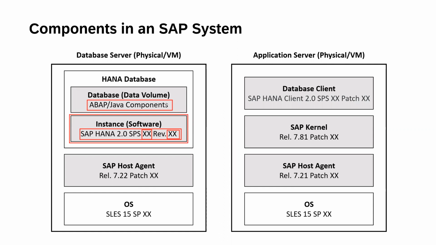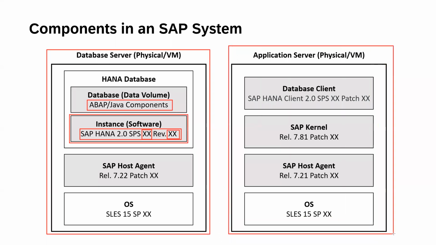Am I clear this far? Okay, so can we move forward? Yes. Okay, so this was your database part. What are the components that you can upgrade in your database part? And then comes your application part. This is the part where your application server is. So what are the components in your application server that can be upgraded?